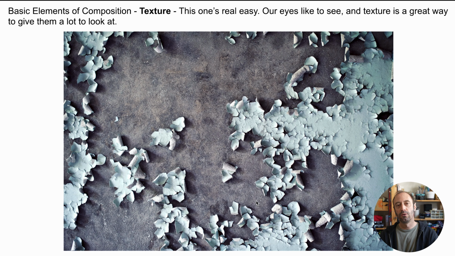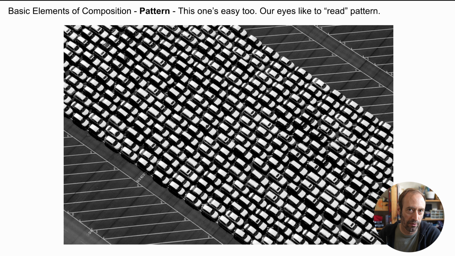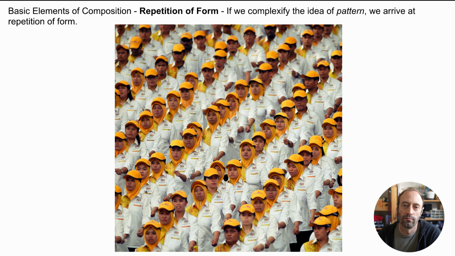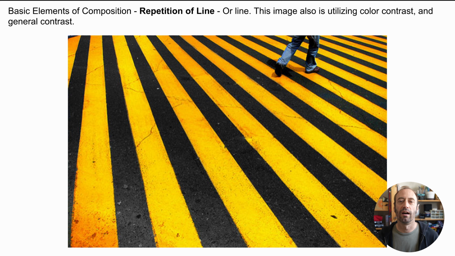Texture. Texture is a huge element of composition. Our eyes like to see, and texture is a great way to give them a lot to look at. Pattern is another great element of composition. Our eyes and our brains get excited when we recognize pattern and we start to understand and build an expectation for what can proceed beyond the edges of the image. And then if we complexify the idea of pattern, we get to repetition of form or repetition of line. This image is utilizing color contrast and just general contrast really, really well.